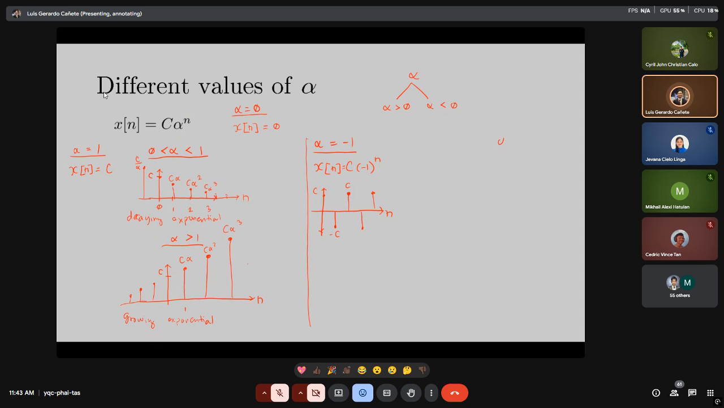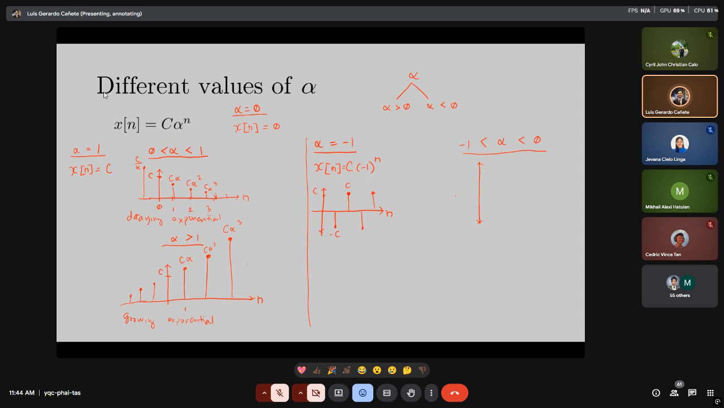So now let's try to look at what would happen when alpha is between -1 and 0, right? So that means that the magnitude of alpha is less than 1. That's what it basically means, right? The magnitude is less than 1, but the sign, however, is negative. So what do you think is going to happen?